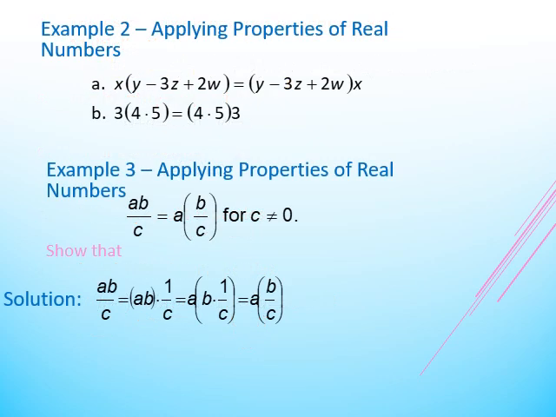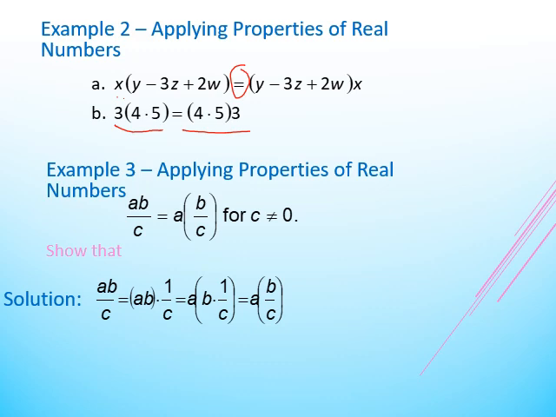Now let's apply some properties for our real numbers with these examples. If we have x multiplied by (y minus 3z plus 2w), it is equivalent to (y minus 3z plus 2w) multiplied by x, and the same if we have an inverse.